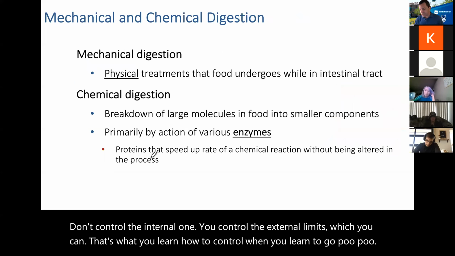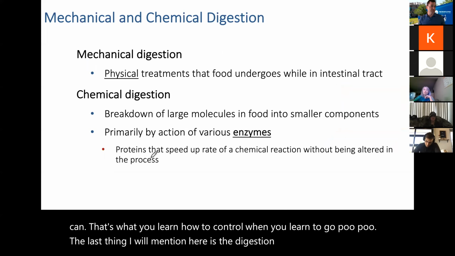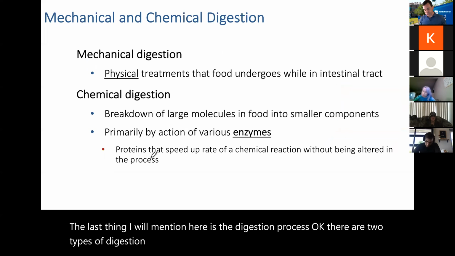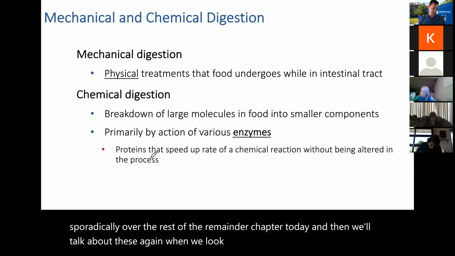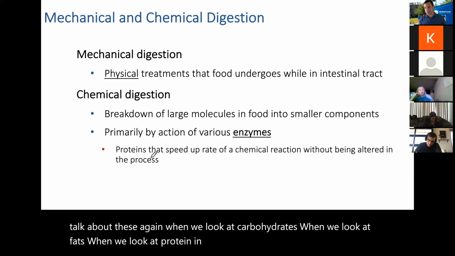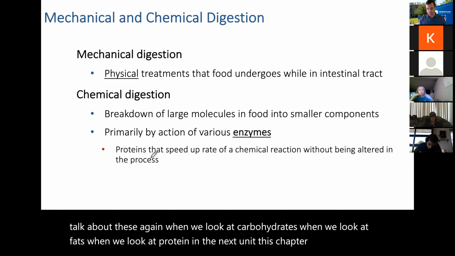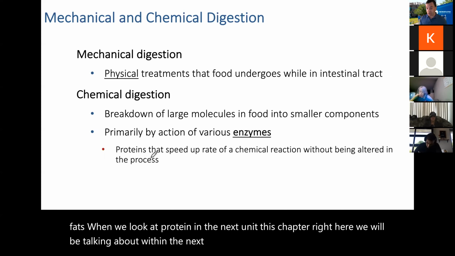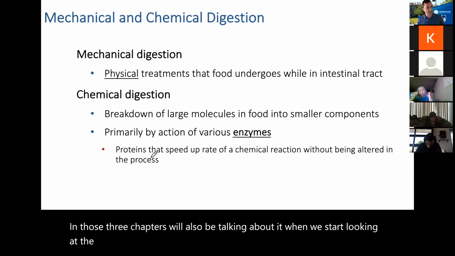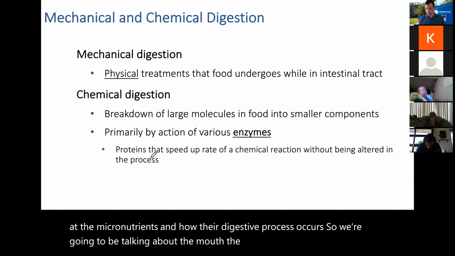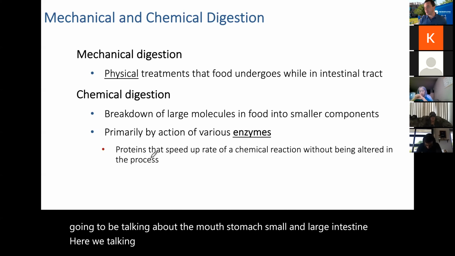The last thing we'll mention here is the digestion process. There are two types of digestion, and we're introducing them now. We'll talk about them sporadically over the remainder of the chapter today, and then again when we look at carbohydrates, fats, and protein in the next unit. We'll also talk about it when we look at the micronutrients and how their digestive process occurs. So we'll be talking about the mouth, the stomach, and the small and large intestine in unit 2 and in unit 3.